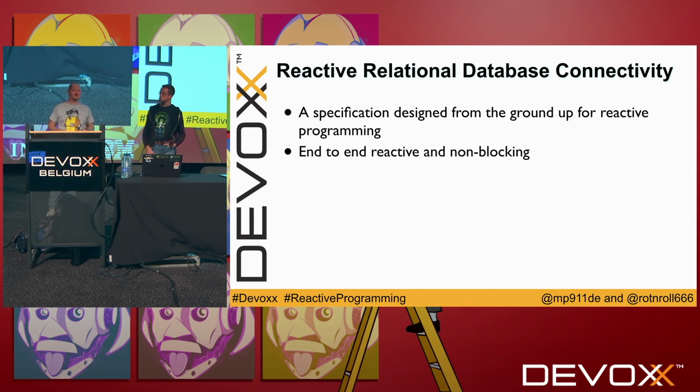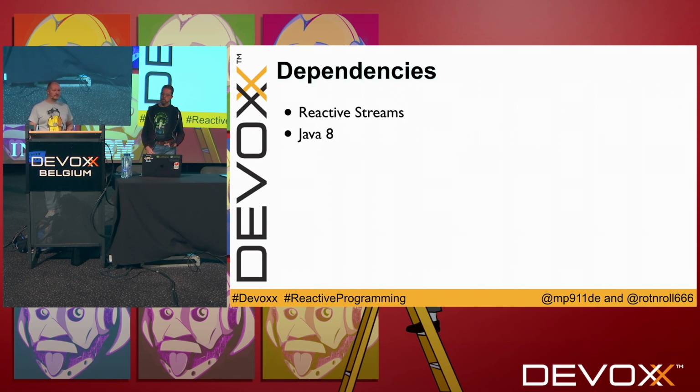Reactive Relational Database Connectivity, which is a specification effort that was built from the ground up with reactive programming models in mind to enable a fully end-to-end reactive and non-blocking integration with SQL databases. To leave JDBC behind, to take the good ideas of JDBC and to improve on areas where JDBC is not as good as it should be. And out of that effort, R2DBC basically popped out.